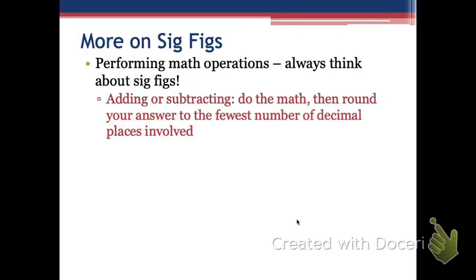So when we add and subtract numbers, we do the math, then we round our answer to the fewest number of decimal places involved. Okay, we round our answer to the fewest number of decimal places. So when we add and subtract, we're really not thinking about significant figures. We're thinking about decimal places.